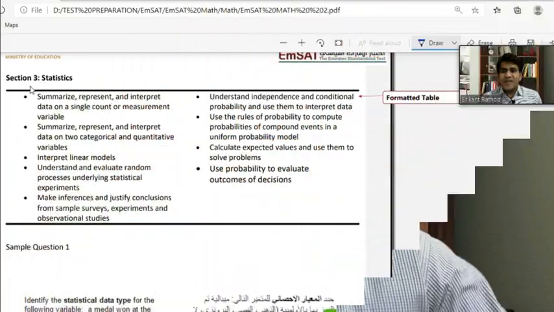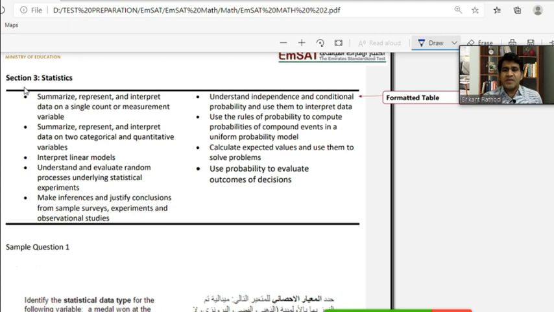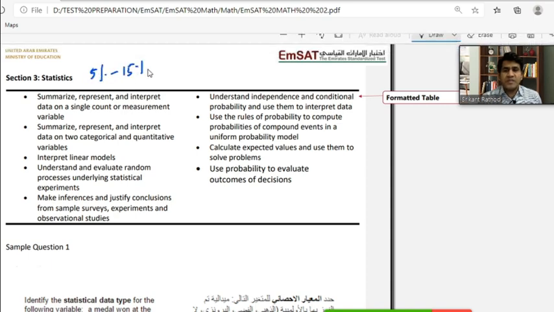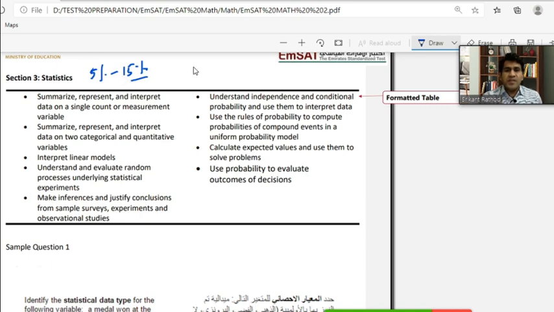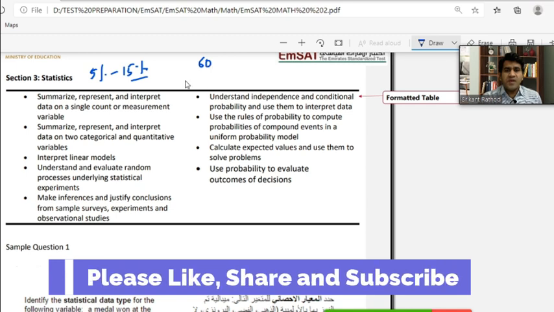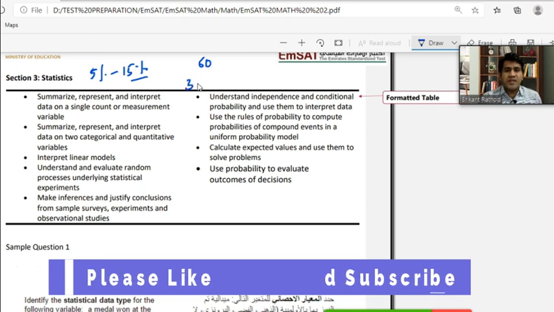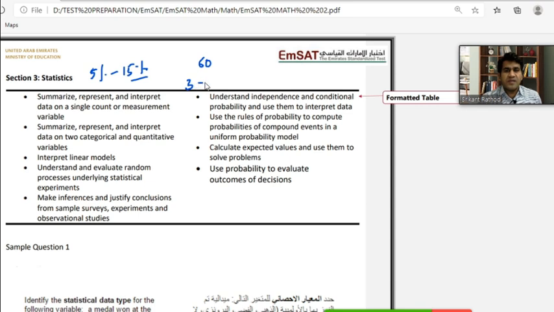Today I'm going to discuss a few sample questions based on statistics. So let's see in detail. Statistics is the third section as per the Ministry of Education UAE. Belonging to this chapter, you may expect approximately 5% to 15% of the questions of your EmSAT Math. As we know, there are a total of 60 questions in EmSAT Math. So 5% of 60 is approximately 3, and 15% of 60 is going to be 9. You may expect 3 to 9 questions based on this chapter.